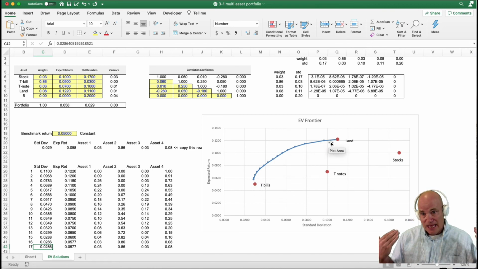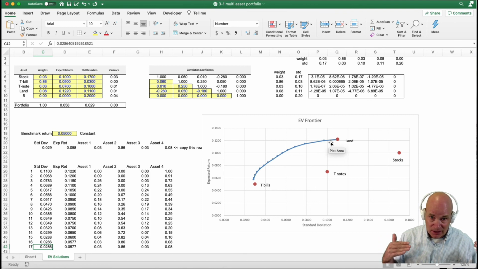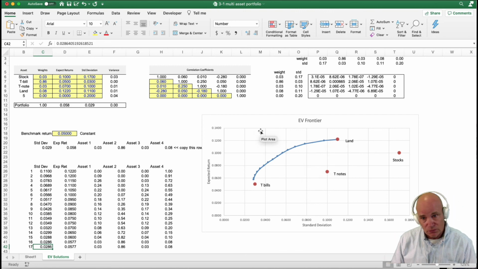You get highest expected return for a given level of standard deviation, or vice versa. For a given expected return, you get the lowest standard deviation. You're pushing it out this way. That's what the EV frontier does. That's what a lot of finance is about. Finding assets that are risk efficient.